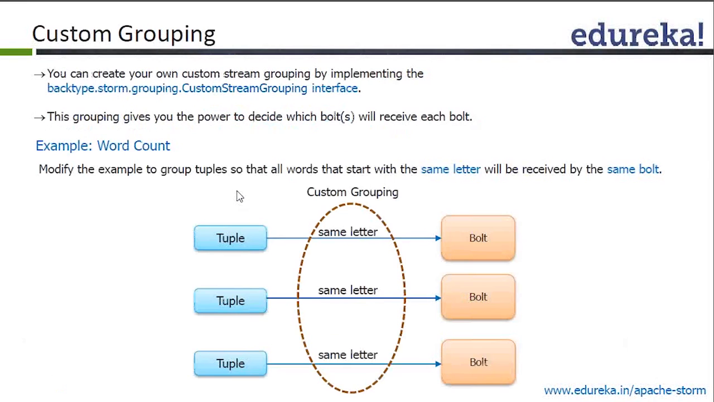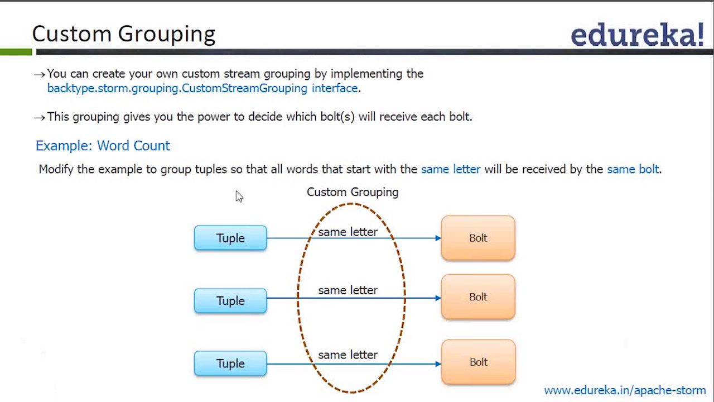About the custom grouping, guys, simple. You can have your own custom stream grouping. Let's say you are not really satisfied, or probably tomorrow in the near future you might have a scenario where none of these groupings might help you. At that point of time, Storm allows you to extend its own grouping scheme to a custom one, whatever you want.